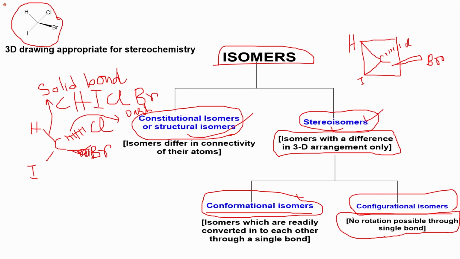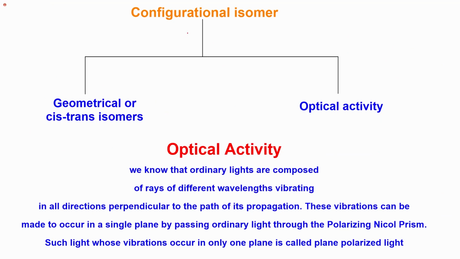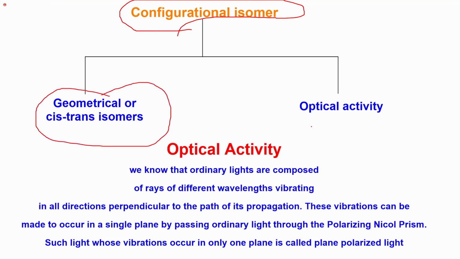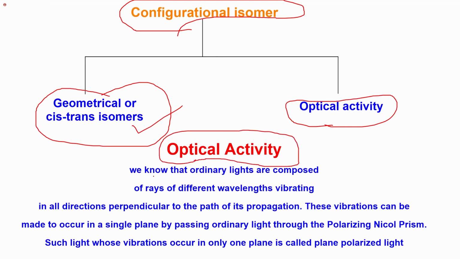Okay. Now we'll go to the second part. In the second part, configurational isomers can also be divided in two ways. One is the geometrical or cis-trans isomer, and another one is optical activity. So what is actually optical activity? We'll discuss this also, and I will discuss it in the later slides. Let's first go for the definition. What is optical activity called?